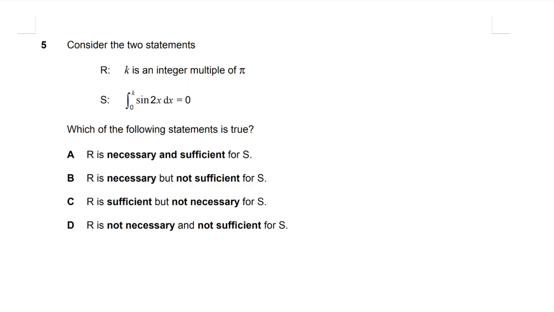Okay, question 5. Consider the two statements: R, k is an integer multiple of pi, and S, the integral from 0 to k of sine 2x dx is 0. Which of the following statements is true? Because we're dealing with integration, why don't we draw the graph first? So what do we have?